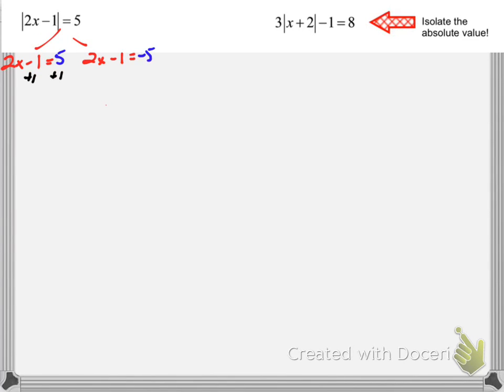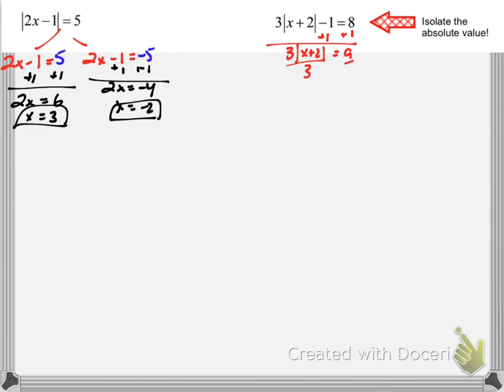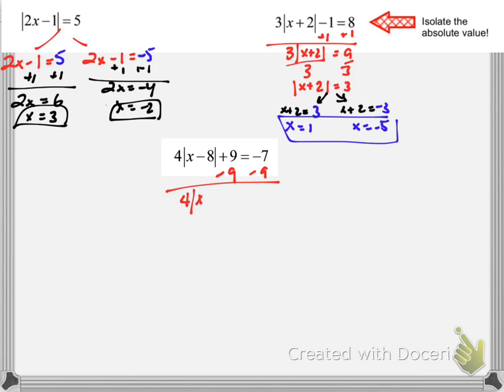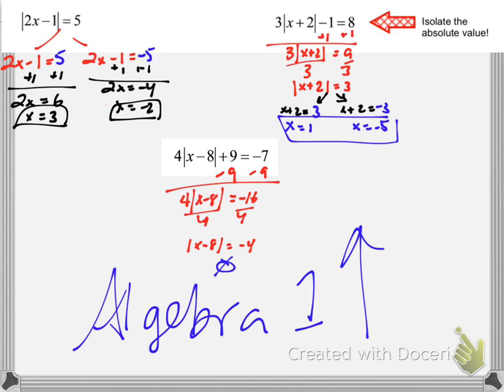Hello everybody, so welcome to absolute value equations. Now the ones happening here are Algebra 1 equations. You guys know how to do that. You isolate the absolute value and then you split it into two equations, making one of the sides negative, and if you have it set up absolute value equals a negative, there's no solution.